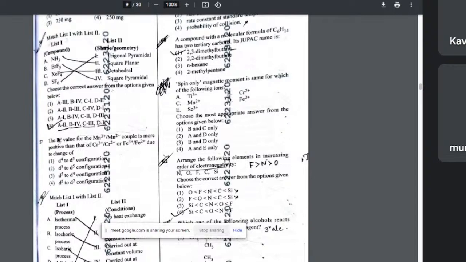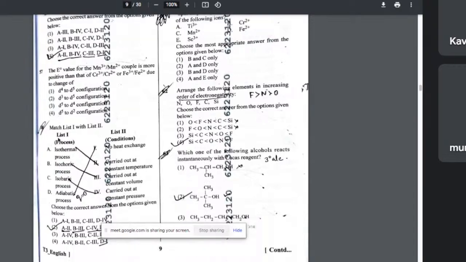Okay. Now question number 62. Arrange the following elements in increasing order of electronegativity. If we go along a period, electronegativity increases. If we go down the group, electronegativity decreases. Means we have fluorine, which has the highest electronegativity. After fluorine, second is oxygen, then nitrogen, then carbon, then silicon. Silicon has the least electronegativity. So the order will be silicon less than carbon, less than nitrogen, less than oxygen, less than fluorine, means the fourth option.